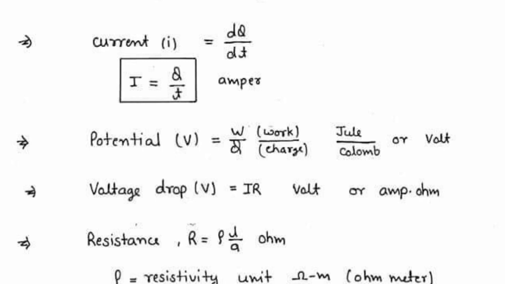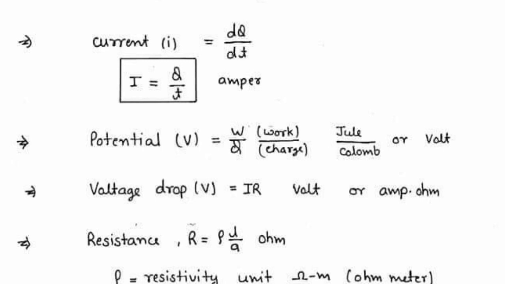Potential. What is potential? Work done per unit charge is called potential. What is the unit of potential? Everybody knows that it is volt. Another unit is joules per coulomb. Voltage drop, or voltage V equal to IR, volt equal to ampere into ohm.